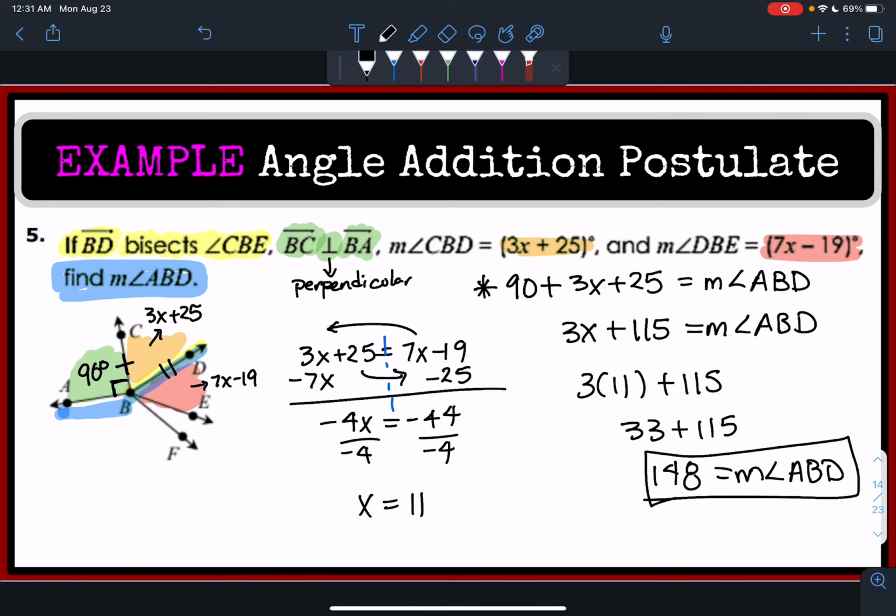And yes, this last one was a little bit harder than the other ones. It required us to use some bisectors and some other pieces of information to put it all together. But ultimately, we still ended up using the angle addition postulate there. We added the 90, the green angle, with the orange angle, requiring us to substitute in the value of x, to give us again the angle measurement of ABD.